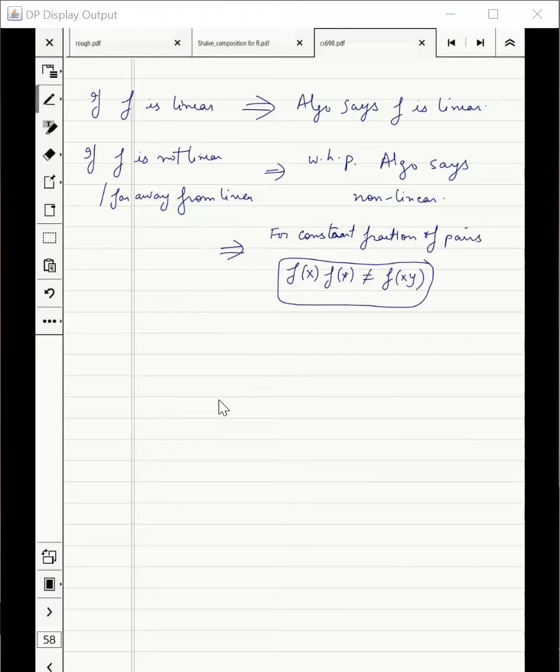So this is what I want to show: that for most of the pairs, this linear condition will not be satisfied. Most means whatever probability you want to succeed. If you want to succeed with 2/3 probability, then a 2/3 fraction of pairs should not have the linearity condition satisfied. That's the exact meaning of saying that the algorithm says not linear. That sounds good.